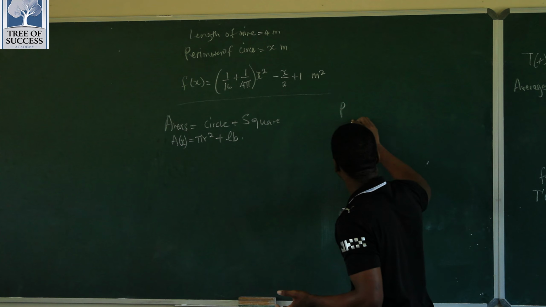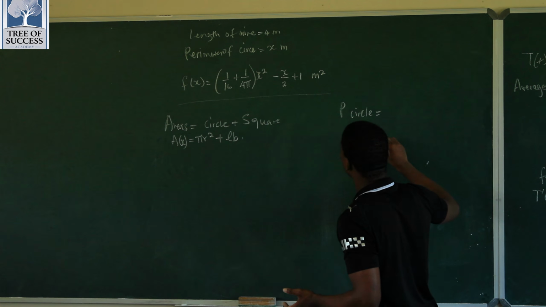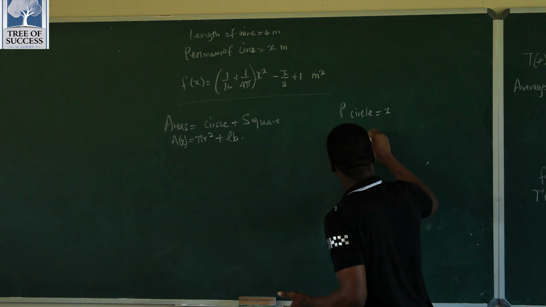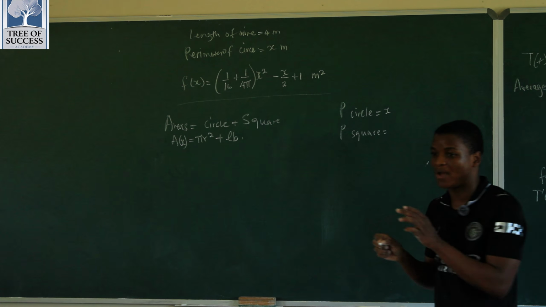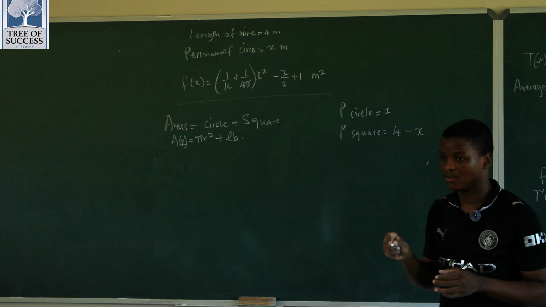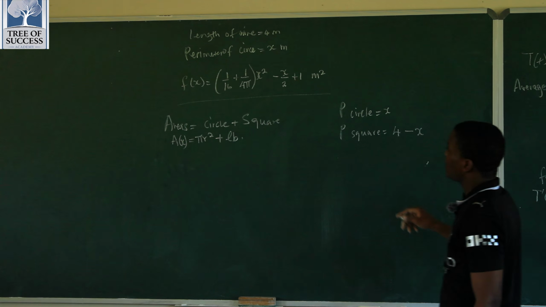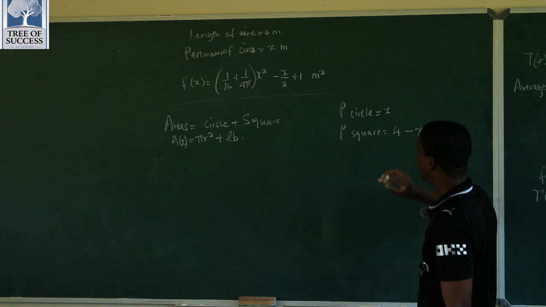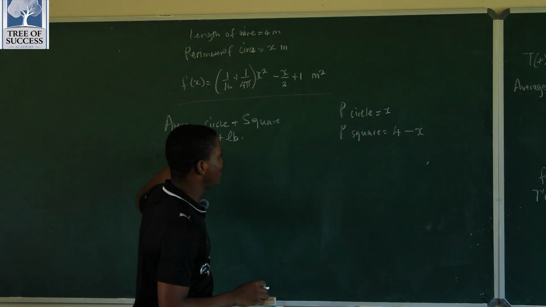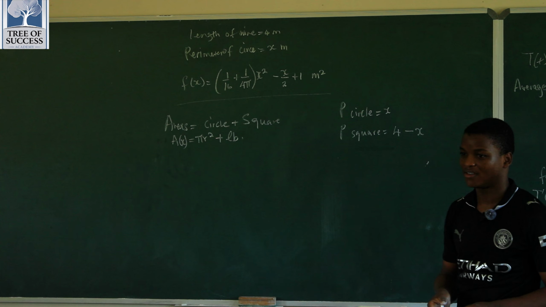So the perimeter of the circle must equal x meters. Now, the perimeter of the square: after removing x meters, what remains is 4 minus x, right? Now what we want is the radius of the circle, and we also want the length and breadth of the square, right?